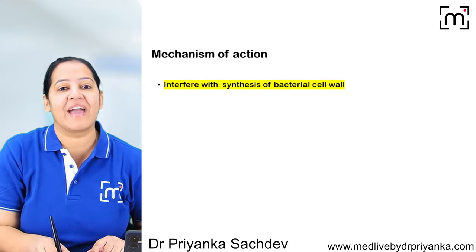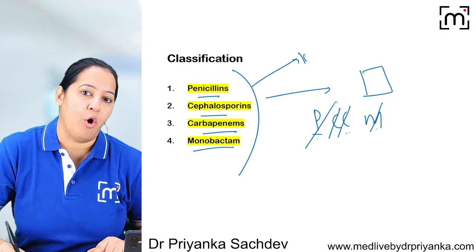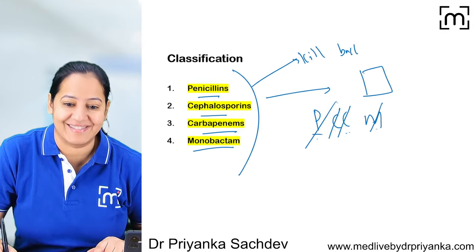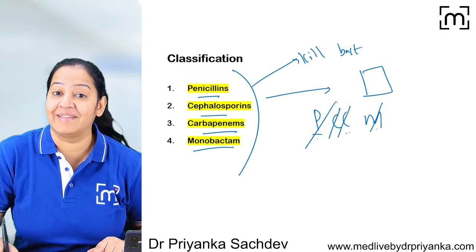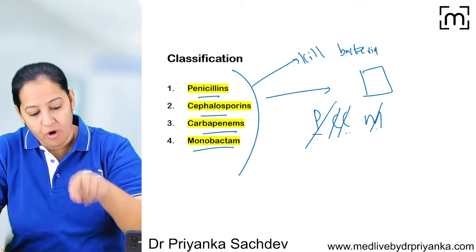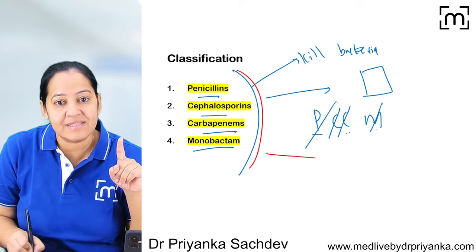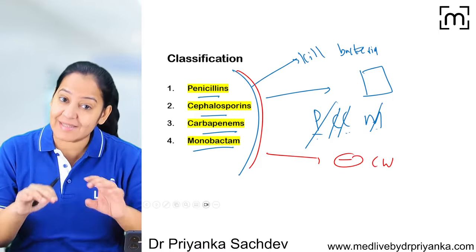Now let me tell you the mechanism of action. They all kill bacteria, all the 4. They are antibiotics. They don't kill virus, they don't kill fungus, they don't kill parasites. They kill bacteria. How do they kill the bacteria? All four inhibit the cell wall synthesis in the bacteria. By this, they kill the bacteria.